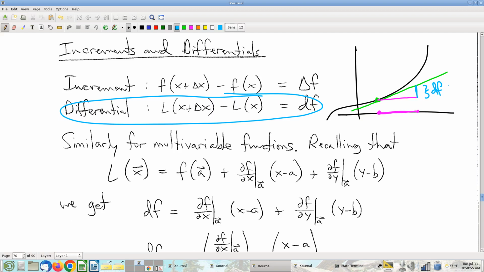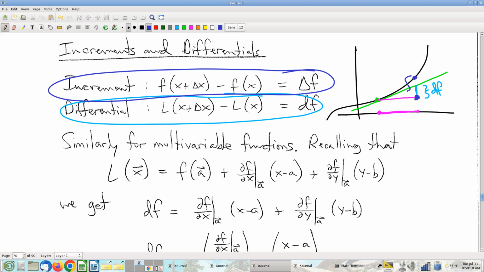The increment is not, color choices, hang on. Let's see. The increment is the actual change in the value of the function. Not the linear estimate to the change in the function. Does everybody see the difference? Okay. It's just terminology, but anyway, it's stuff that's got to get said.